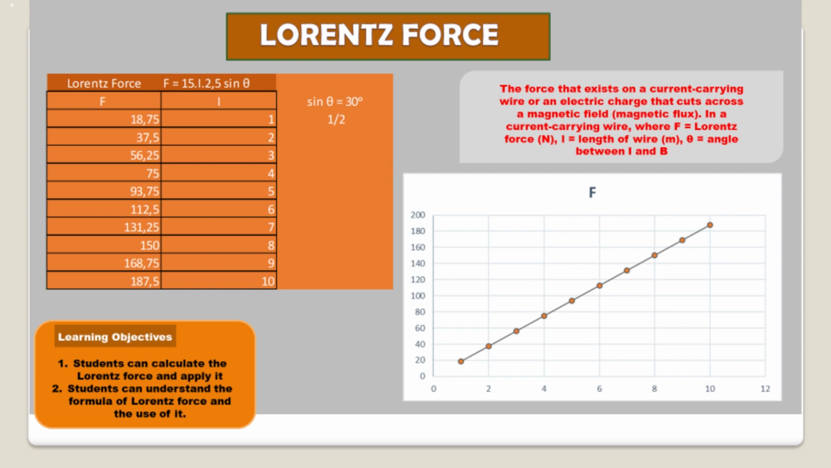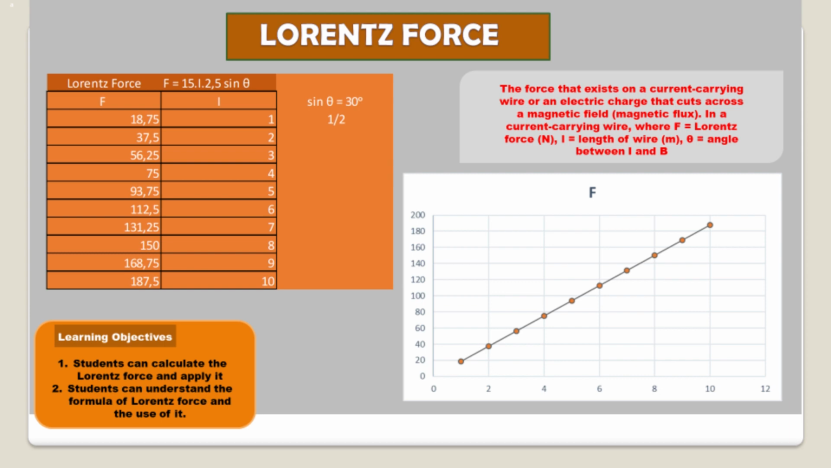For the first current is 1 ampere, we substitute to formula F equals B times I times L sin theta. We get the F is 18.75 Newton. For the second current is 2 ampere, we substitute the formula, we get the F is 37.5 Newton, and so on, until we finish the current to 10 ampere.